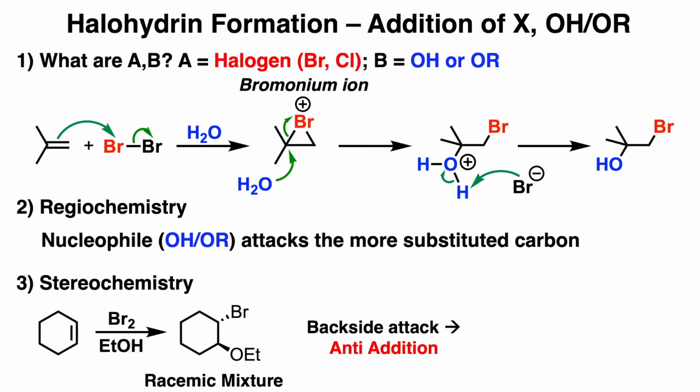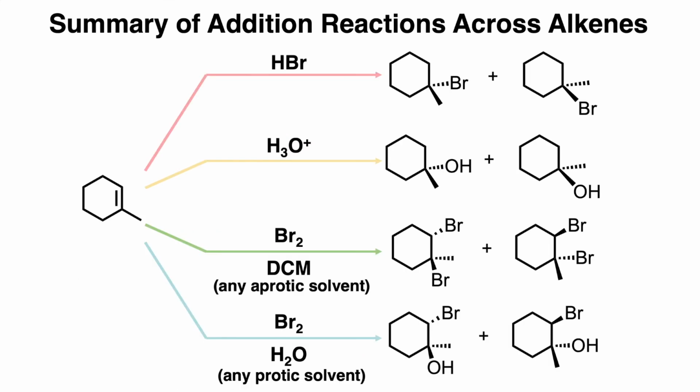So in summary, we went over 4 addition reactions across alkenes. Both hydrohalogenation and acid-catalyzed hydration follow Markovnikov's rule, where the hydrogen will add to the less substituted carbon. And both halogenation and halohydrin formation occur via anti-addition.